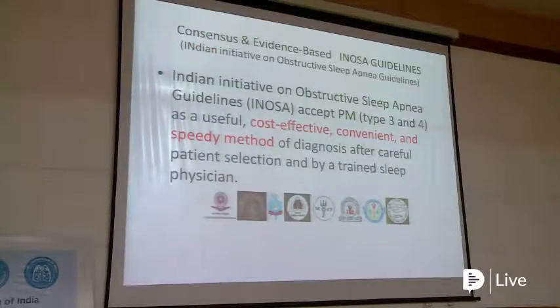Then our guidelines, the Indian Initiative on Obstructive Sleep Apnea guidelines, INOSA, accept that portable monitoring, type 3 and 4, is a useful, cost-effective, convenient and speedy method of diagnosis after careful patient selection by a trained sleep physician. So patient evaluation should be done. It should not be that a patient wants a sleep study and you just say my technician will come to your place, apply the sensors, and your sleep study is done. It should not be like that. Before the sleep study, proper evaluation should be done.